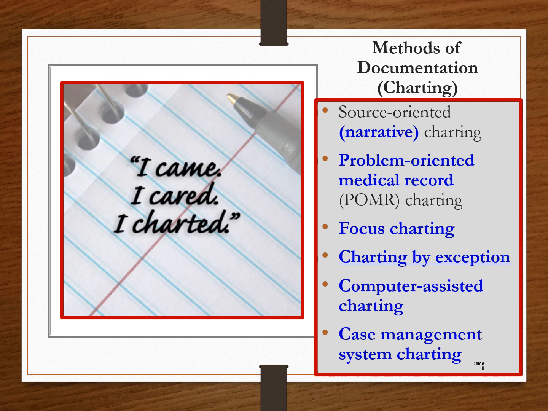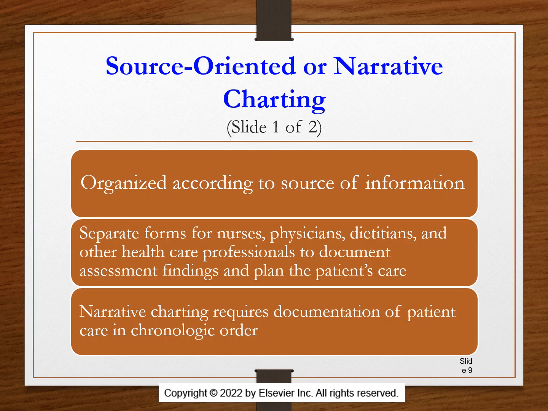Different types of charting. There's some that are called source-oriented, there's problem-oriented, focus charting, charting by exception, computer-assisted charting, case management charting, all different types. And each facility does something, sometimes they do things a little different. So source-oriented is organized according to the source of information. Basically, the nurses would have their charting, the physicians would have their charting, the dietitians, so everybody would have their own assessment findings.